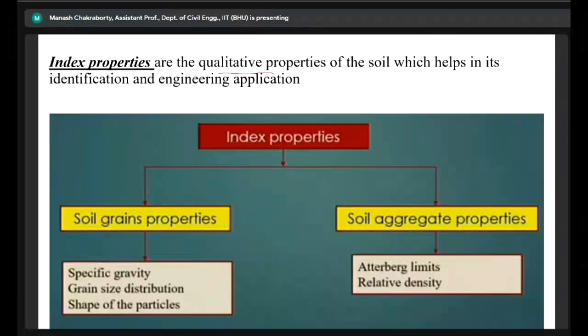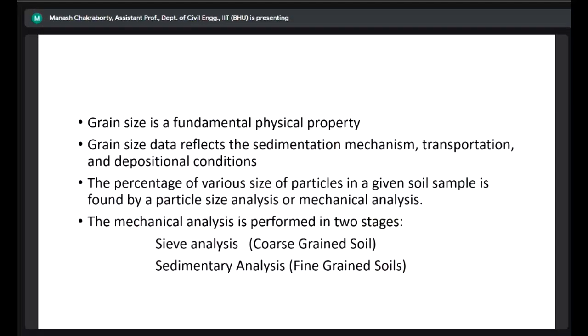But in practice, we normally go for grain size distribution. We talk about Atterberg limits, relative densities, specific gravity. These are the properties that we normally use in practice, right? I'll be focusing mainly on grain size distribution and Atterberg limits. Grain size distribution, in a sense, is a fundamental physical property. What does that mean? Fundamental means that it will be unique to a particular soil, right?